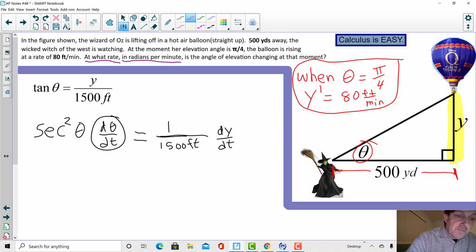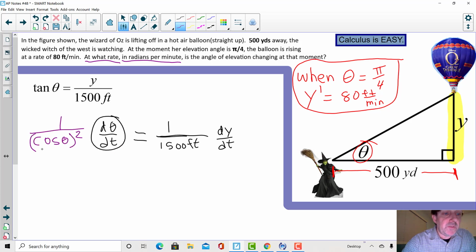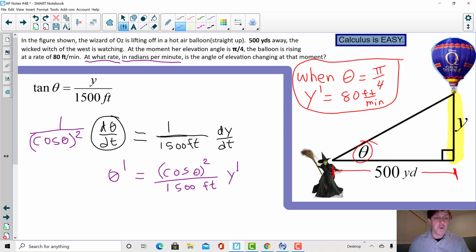Now I do need to solve for d theta dt, so I'm going to start by getting rid of secant squared of theta. I can rewrite secant squared as 1 over cosine squared. And if I multiply both sides by cosine squared, then I'm just left with d theta dt on the left side. Remember, we're trying to find theta prime when theta is pi over 4 and when y prime is 80 feet per minute. So we can plug those two things in.